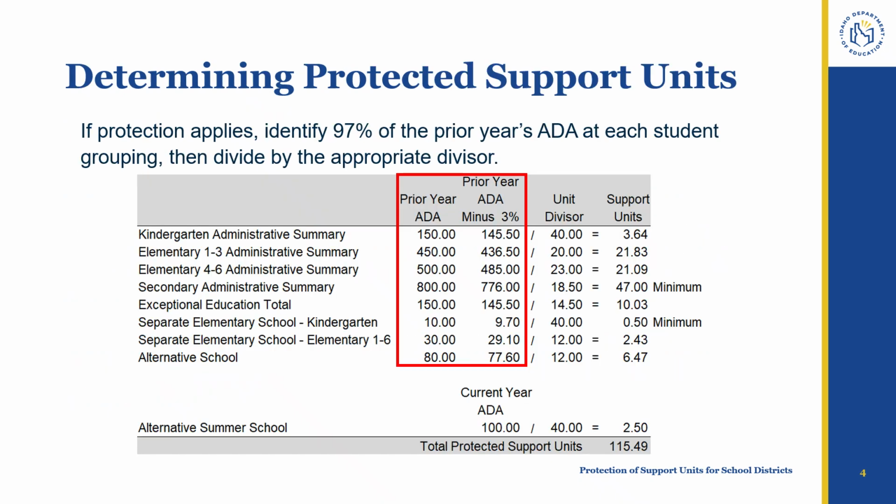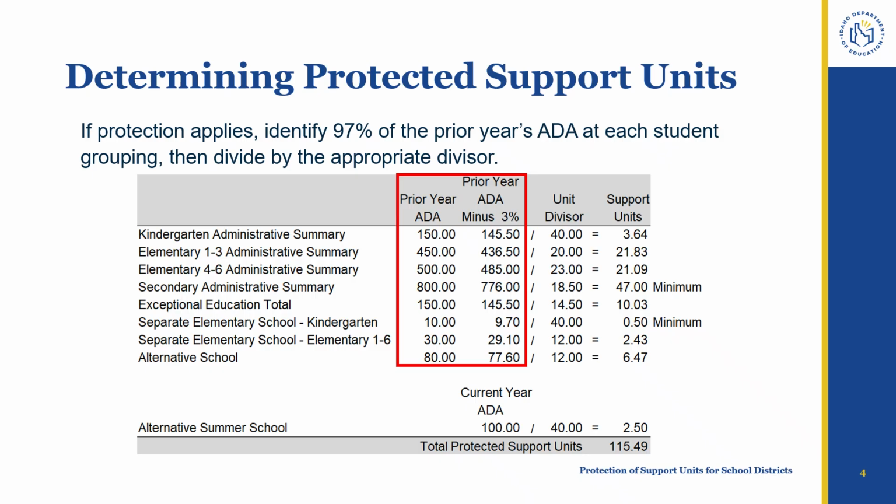Before we look at how to determine the amount of protected support units, we want to be clear. One should first determine if a district is protected, like in the example discussed on the second slide of this tutorial. So, if protection applies, step 1 is to determine what 97% of the prior year's adjusted ADA is at each grade grouping which apply to your district.